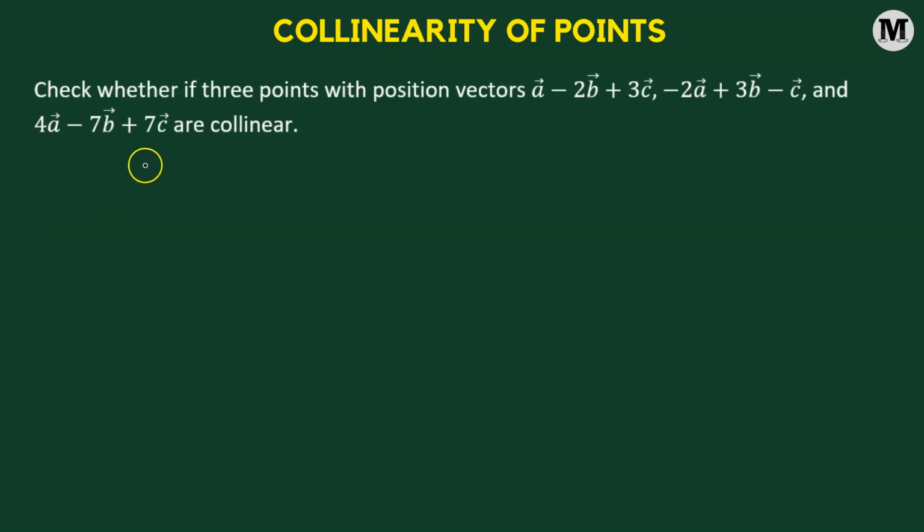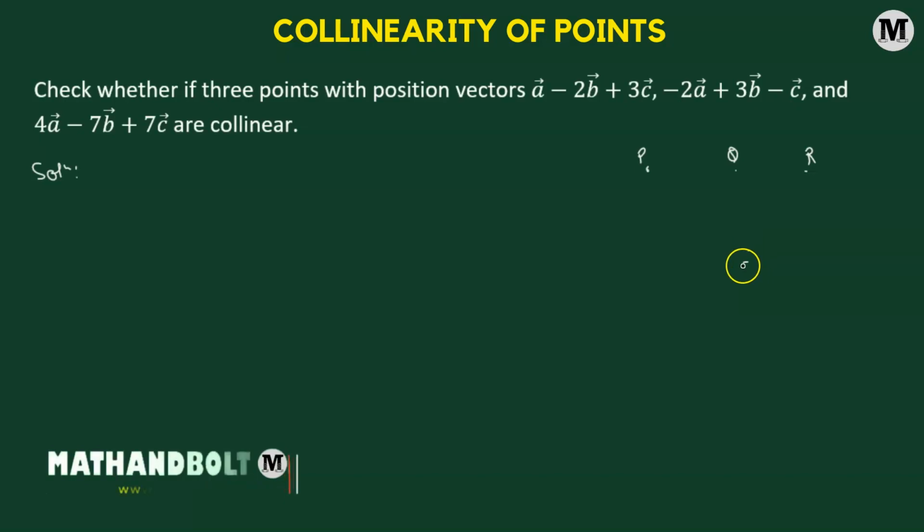So in this problem, we need to check whether 3 points with the following position vectors are collinear or not. Let us begin. First, we're going to consider 3 points, let's say point P, point Q, and point R. We're also going to consider another point O, which is going to be the origin of some coordinate system.